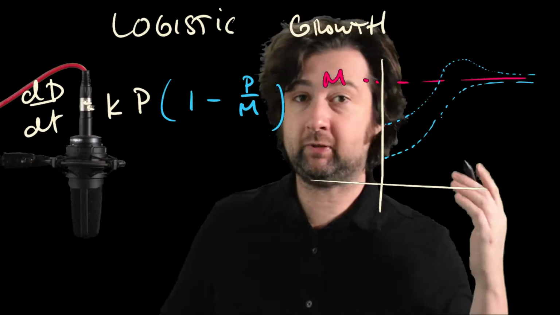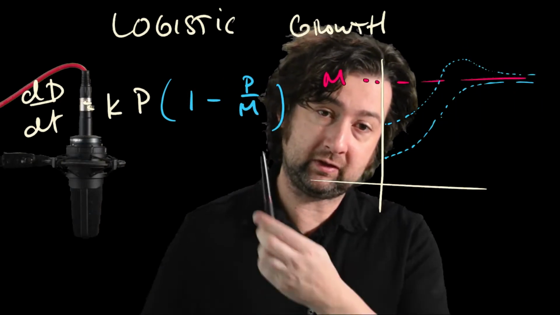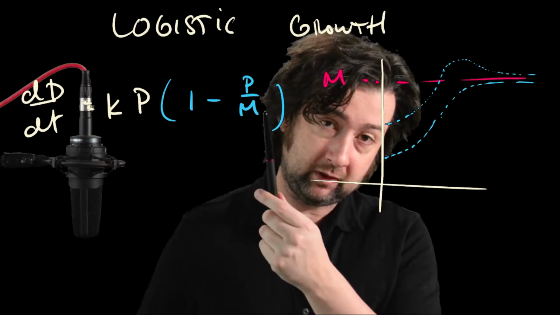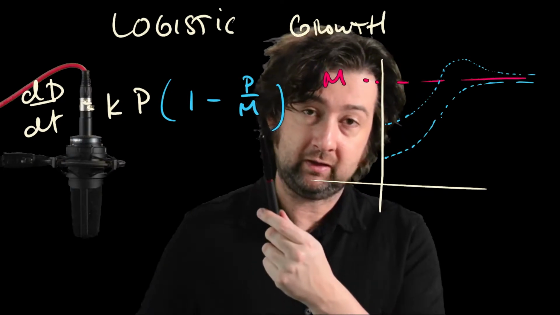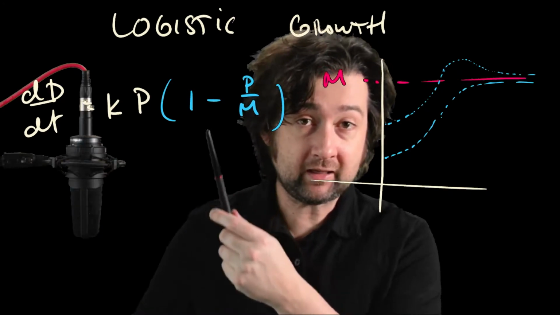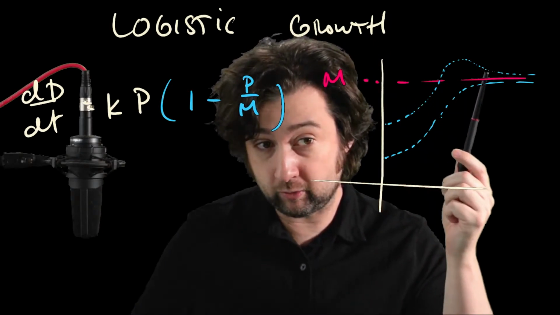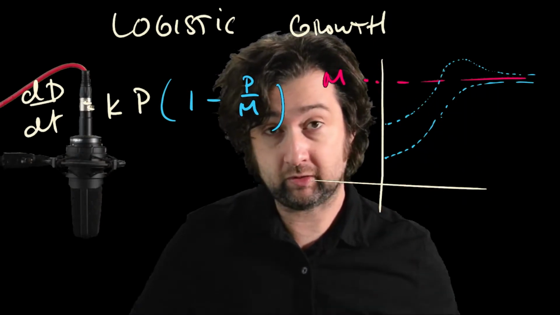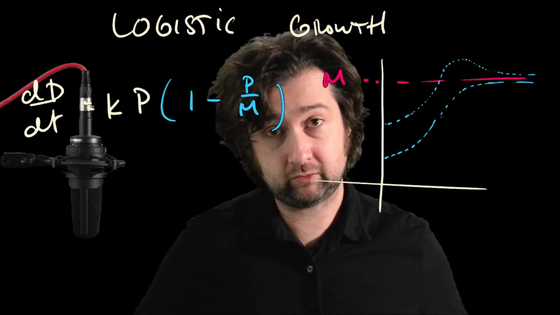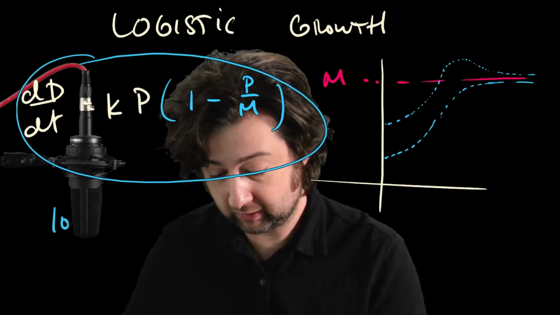What happens if the population is over the carrying capacity? Well, in that case, this number will be bigger than 1. If P is bigger than M, P over M is bigger than 1, and 1 minus something bigger than 1 is negative, which means in that case this slope will be negative, which will mean we're getting growth down to the asymptote in the long term. So this term seems like it adds everything that we want to our equation. And indeed, this is called the logistic growth equation.